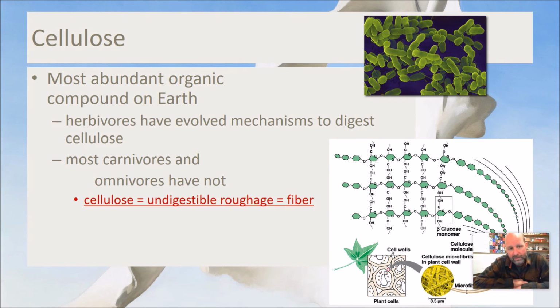Same with termites. For us, though, this is fiber. This is undigestible. It goes right through us. We call it dietary fiber, but it's cellulose. It's wood. It's just not quite as hard as wood in the plants that we eat.